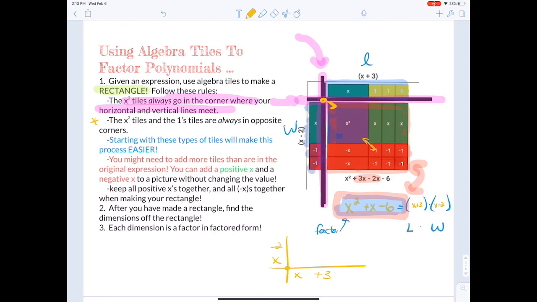So if your x's meet down here, then this is where your x squared would go. And then kitty corner to that, this is where all your 1s would go. So keep that in mind. We'll see in one example today, we might need to add some tiles, but we'll get there in a moment.